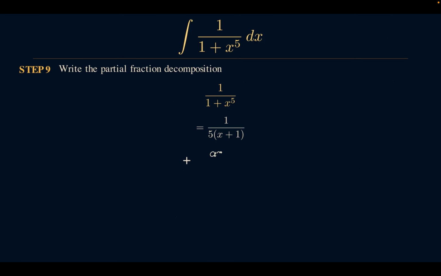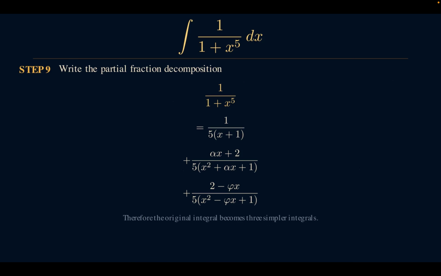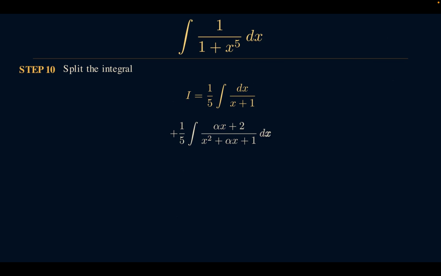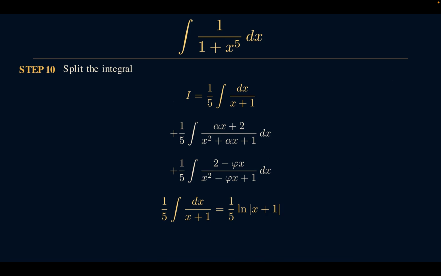So now that we have partially decomposed our fractions here, we can write 1 over 1 plus x to the 5 as the following. So the original integral would become the following, just split into some integrals. And now this integral would become very easy to solve, especially the dx over x plus 1 part.